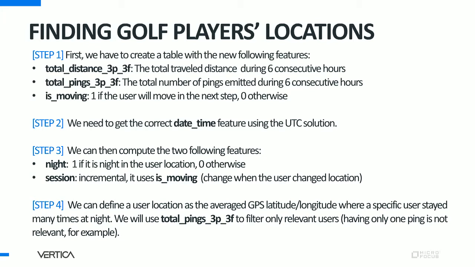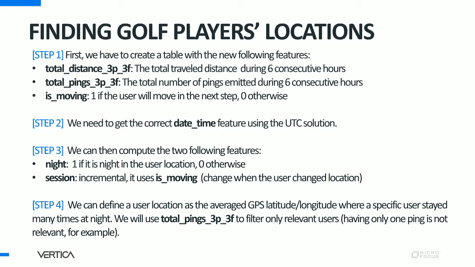The second step, the easiest one, was just to get the correct UTC date time. Then we can compute a night feature in order to filter by night, because I'm not interested in the day for these users. I will also create another variable, moving, which says whether the user has multiple locations where he stayed at night during the entire month. I will explain why I don't need all of this information. So let's follow all the steps.